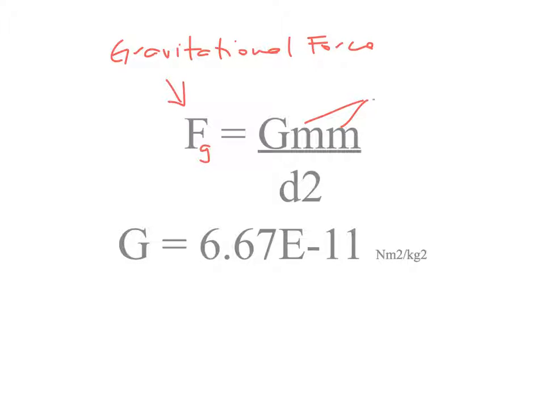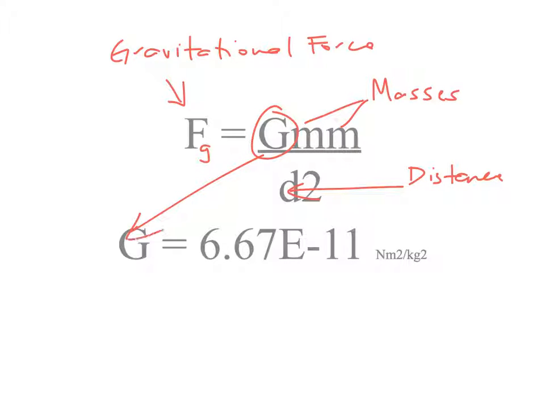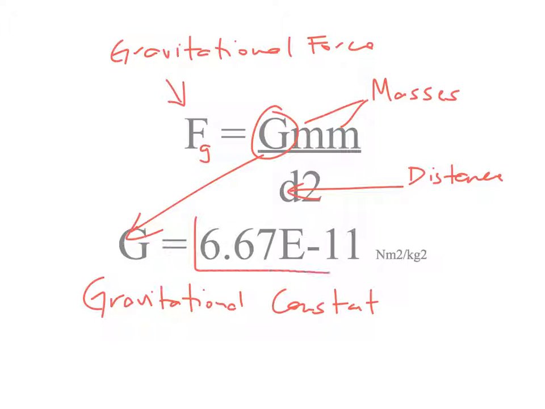My m's here we're familiar with. These are my masses. So we're comparing two objects. Each object is going to have mass. Each object will experience a gravitational force between them. d is also something that we're familiar with. d is the distance between those two objects. And big G here, capital G, is referring to the gravitational constant. And that word constant means that it's going to stay the same. So this number here is going to be my value, my magnitude for big G, my gravitational constant.